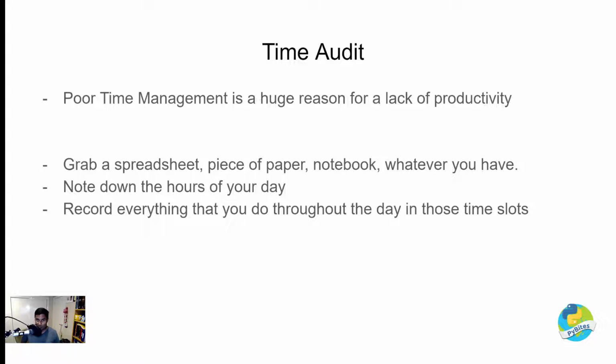Till 7:30 p.m. watching Netflix, put it down. If you spent 8 o'clock to 9 p.m. on your phone browsing Facebook or something, put it down. Watching YouTube, get it in there. So if you did anything in those time slots, you need to get it in there.